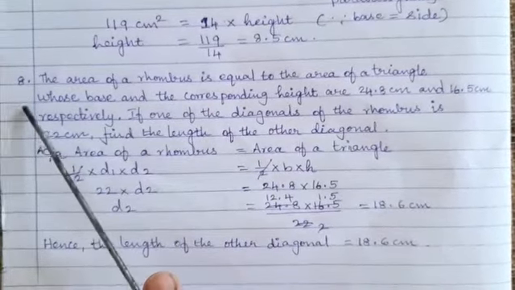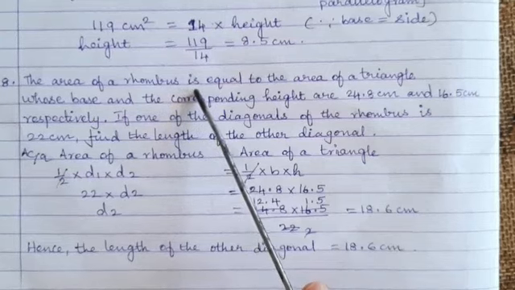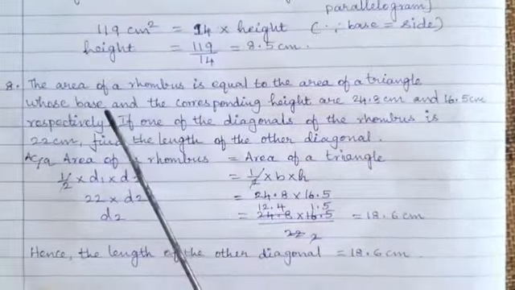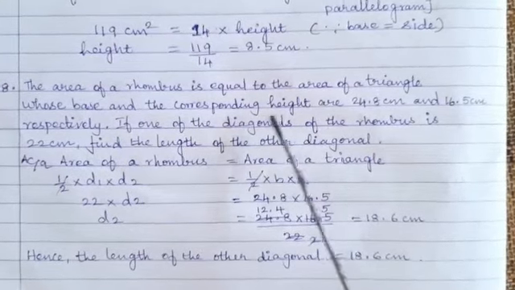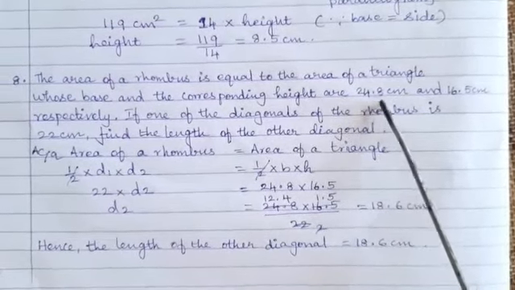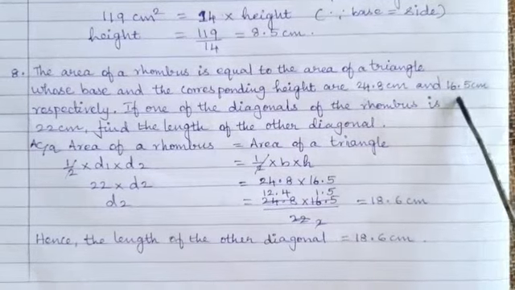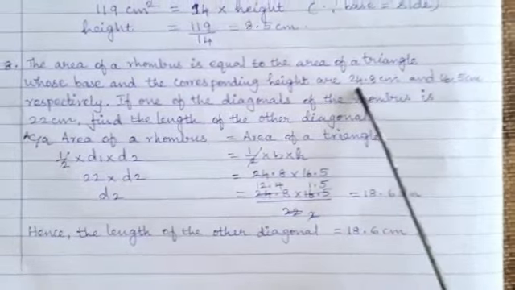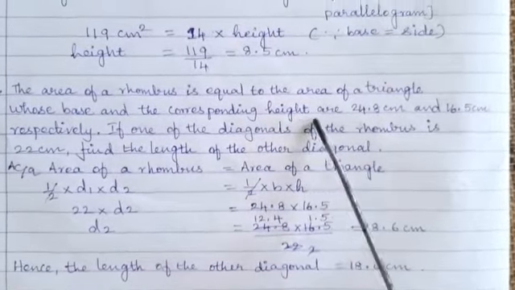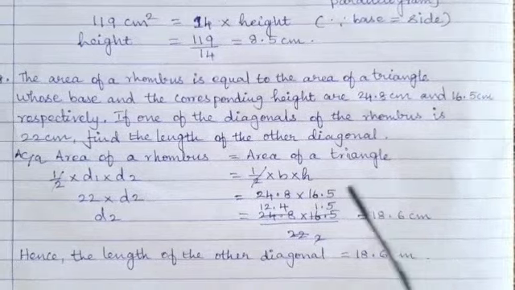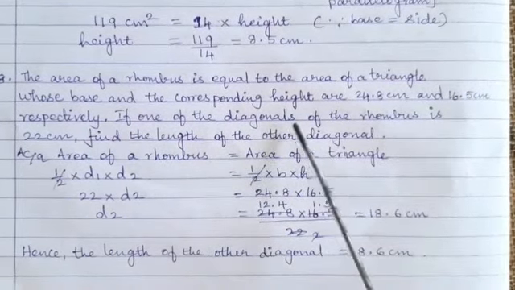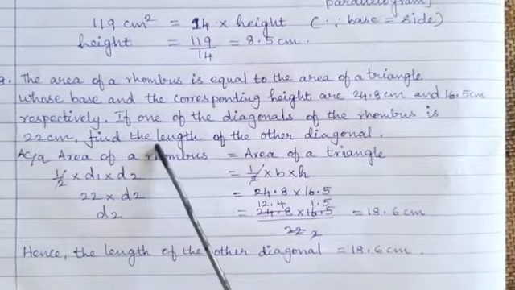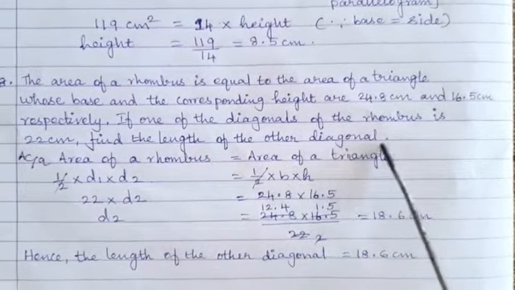Question number 8. The area of a rhombus is equal to the area of a triangle whose base and the corresponding height are 24.8 centimeter and 16.5 centimeter respectively. That is, base equal to 24.8 centimeter, height equal to 16.5 centimeter. If one of the diagonals of the rhombus is 22 centimeter, find the length of the other diagonal.